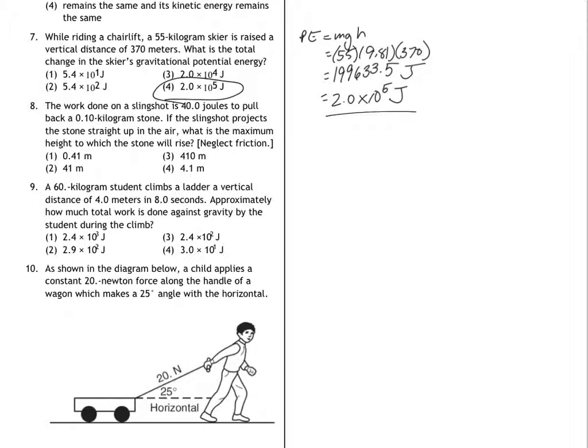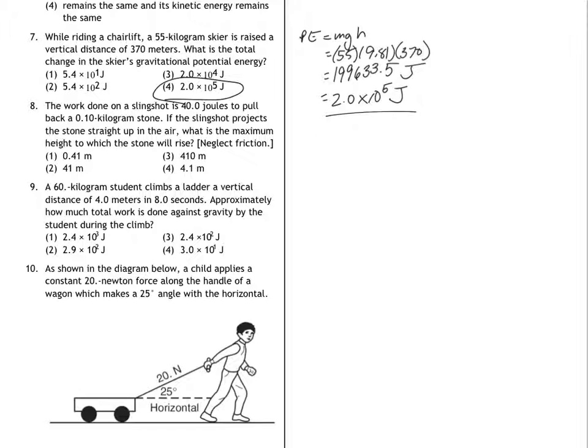So in number 8, they're asking for the work done on a slingshot, and we see that the work done on the slingshot is 40 joules to pull this 0.10 kilogram stone backwards, and the slingshot will project the stone straight up in the air. They want to know the maximum height to which the stone will rise.